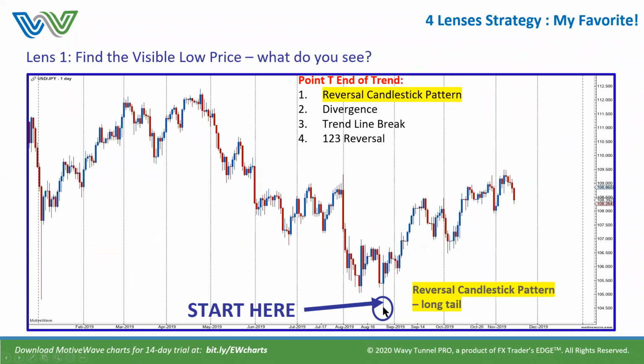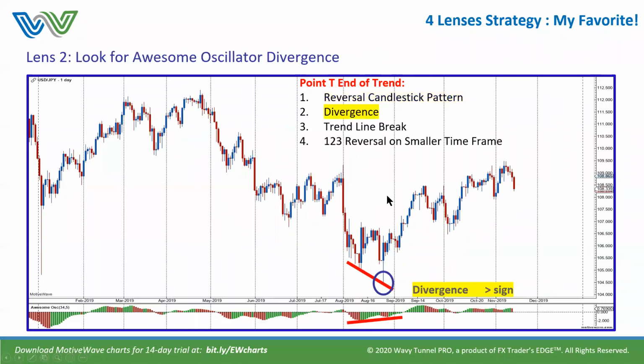Let's discuss it. Your starting point is here. You have a reversal candlestick pattern. You have a long tail. Whenever you have a long tail, it means that the sellers have lost control. The buyers have come into the market. They've pushed the market up. There's no more selling interest. That's the reversal candlestick pattern.